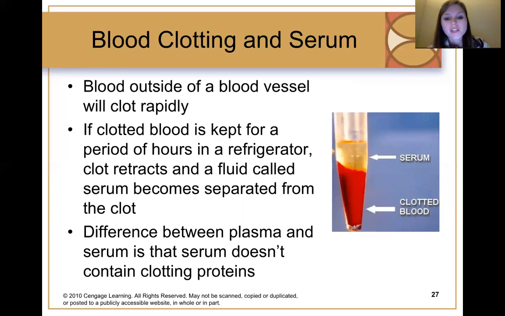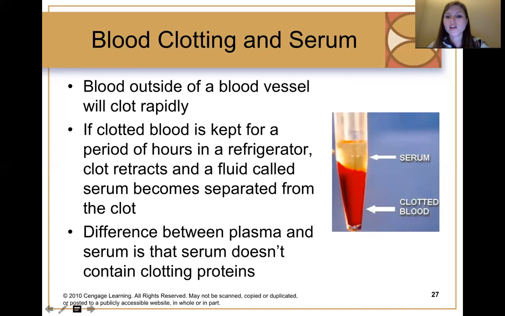So if clotted blood is kept for a period of hours in a refrigerator, the clot will retract and kind of settle on the bottom, and a fluid called serum will become separated from the clot. So the difference between blood plasma and blood serum is that the serum doesn't contain the clotting proteins. So the plasma contains the proteins. So again, plasma, proteins, P and P. I'm all about the letter associations there to keep stuff straight.